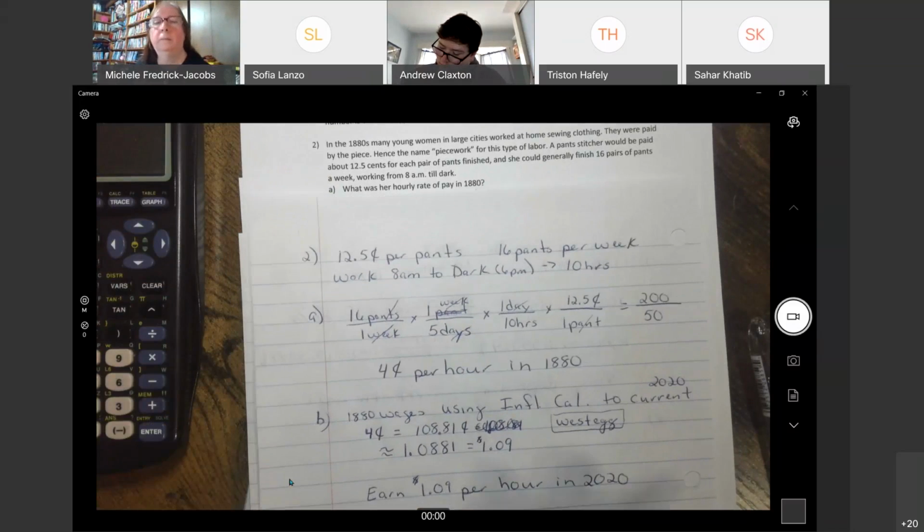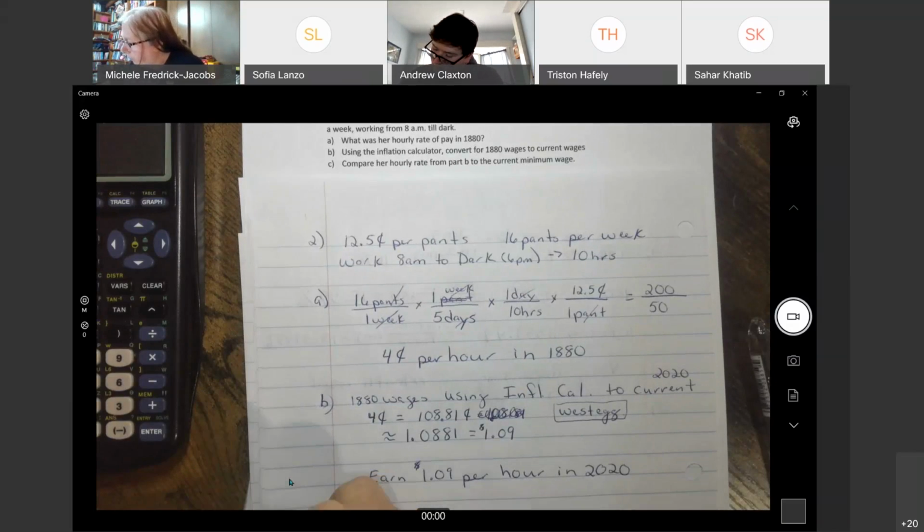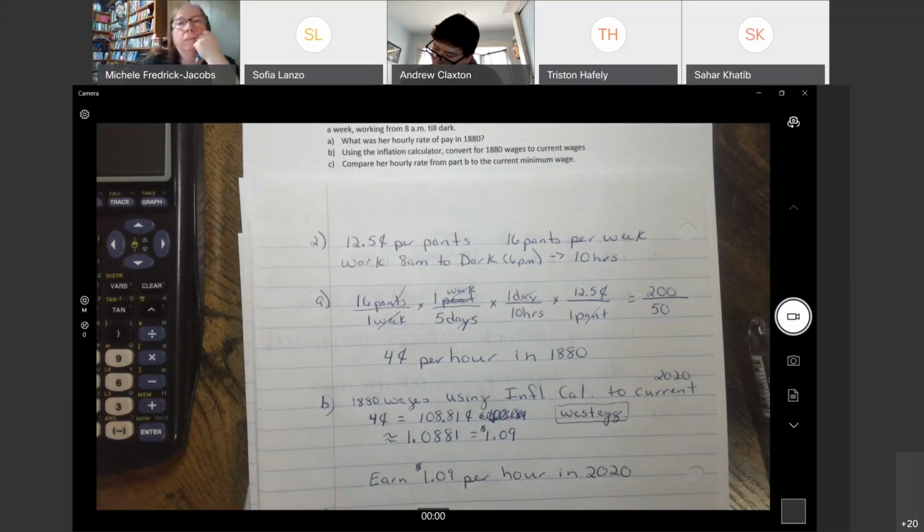Any questions on that? It is awfully small. 77 cents, depending on what you use here, it could be. Or was that for the inflation calculator?